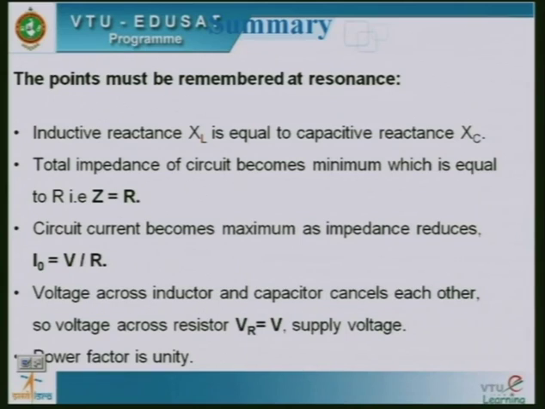So the following points are a summary. Whenever we are discussing series resonance, these points are to be remembered. Inductive reactance is equal to capacitive reactance in series resonance, impedance is equal to resistance, current I naught is equal to V by R, the voltages across the inductor and capacitor cancel each other, and finally VR is equal to the applied voltage. So problems we will discuss in the next lecture.